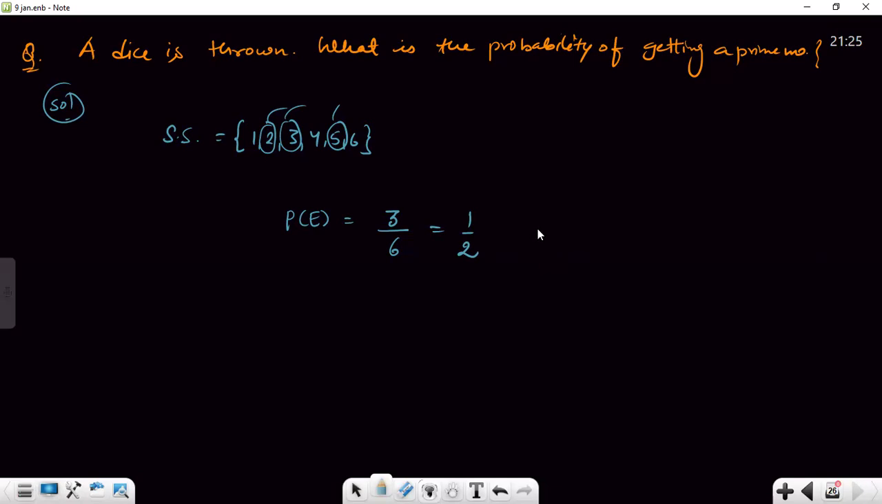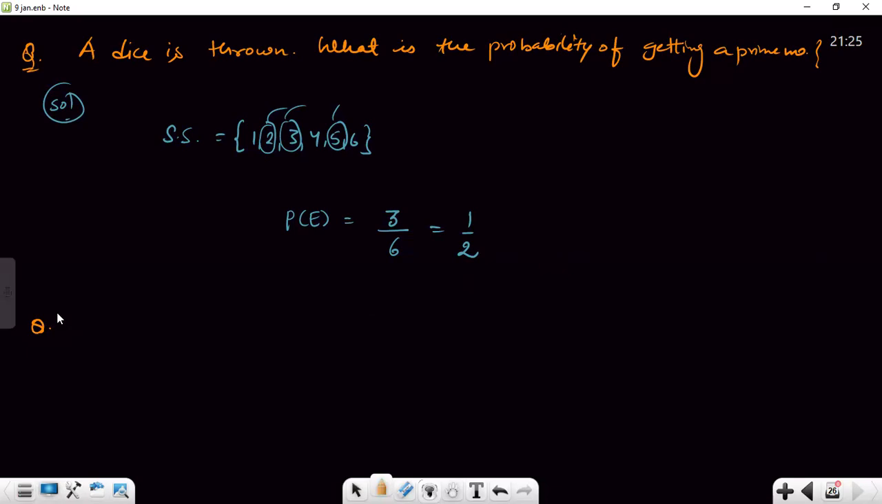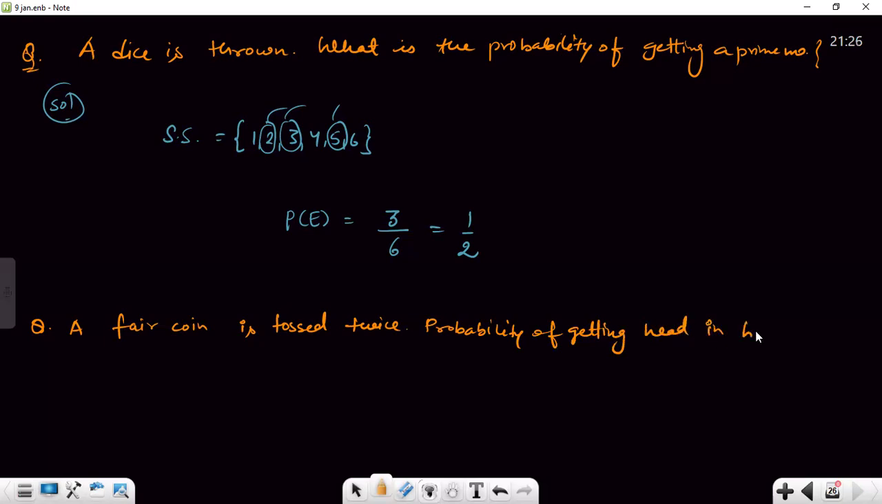We throw a dice. Okay. Let's now discuss one more easy question. A fair coin is tossed twice. What is the probability of getting head in both trials? That is what we have to find out.